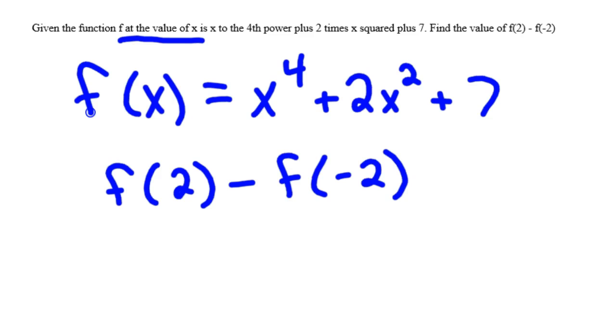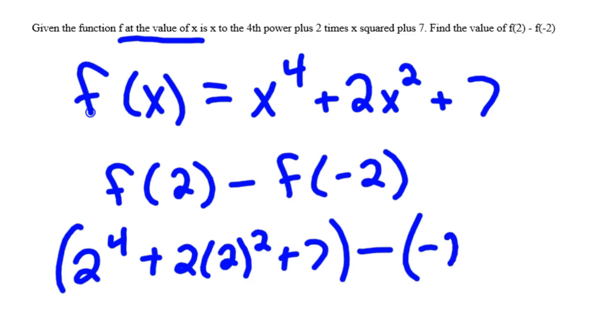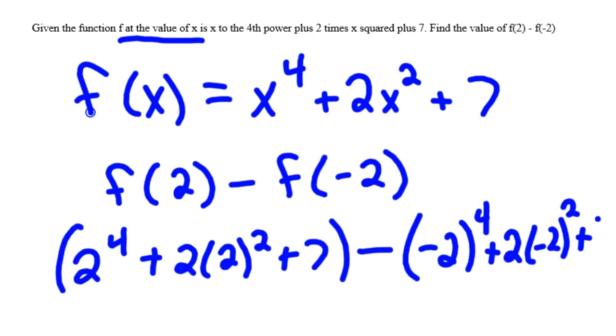You could probably surmise that it's probably 0 if it's an even or odd function, something like that, maybe quicker. But if you just plug and chug like I'm used to doing, it would be 2 to the fourth plus 2 times 2 squared plus 7 minus, you'd find that value, minus negative 2 to the fourth plus 2 times negative 2 squared. And at this point, you probably know the answer is 0, hopefully.